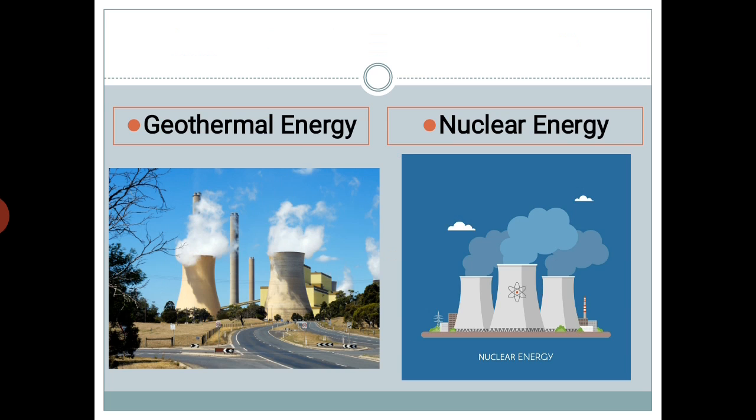Students, in India, Kaiga in Karnataka, Kalpakkam and Kudankulam in Tamil Nadu, Narora in UP, Rana Pratap Sagar near Kota in Rajasthan and Tarapur in Maharashtra. These are the famous nuclear power stations in our country. Okay students, so this is the most important non-conventional source.